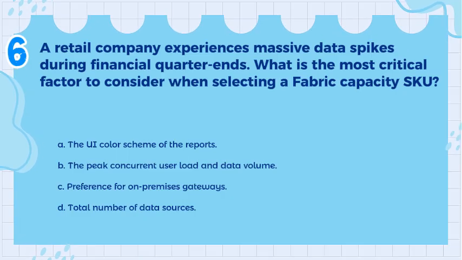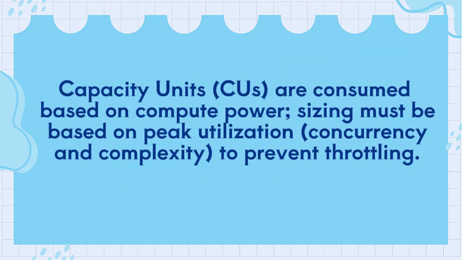The correct answer is B. The peak concurrent user load and data volume. Capacity units are consumed based on compute power. Sizing must be based on peak utilization, concurrency, and complexity to prevent throttling.